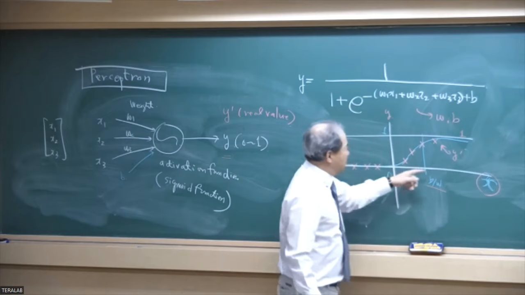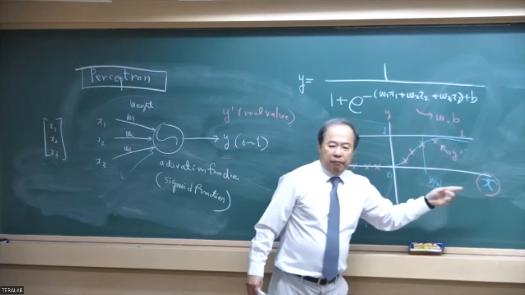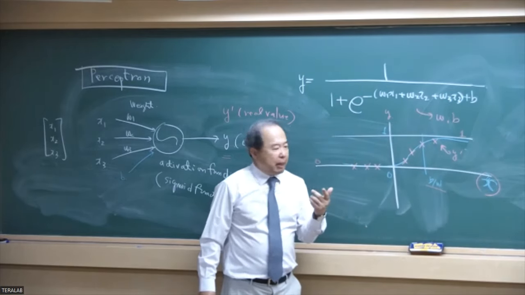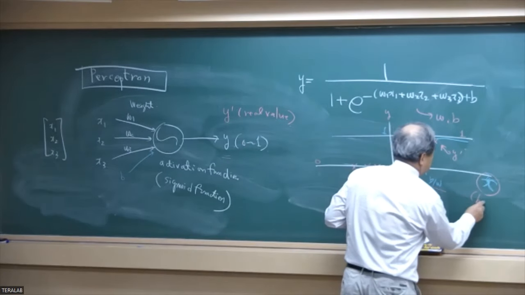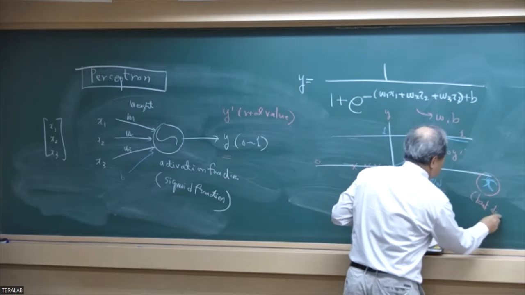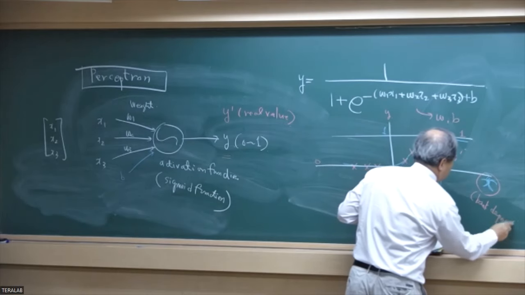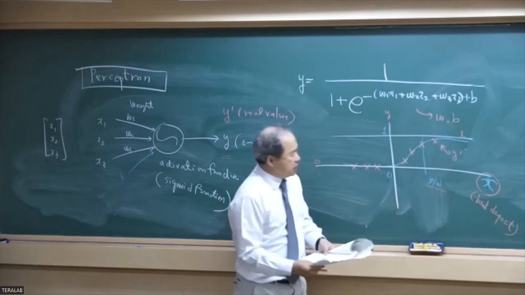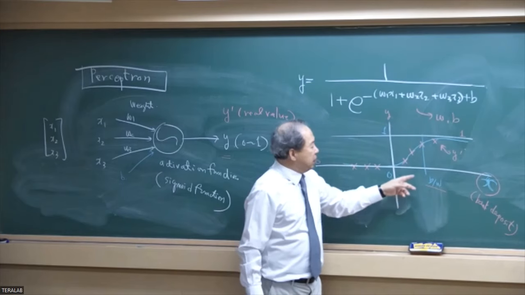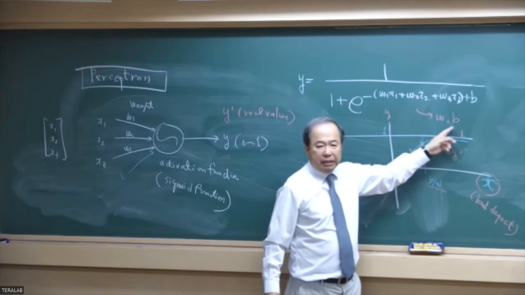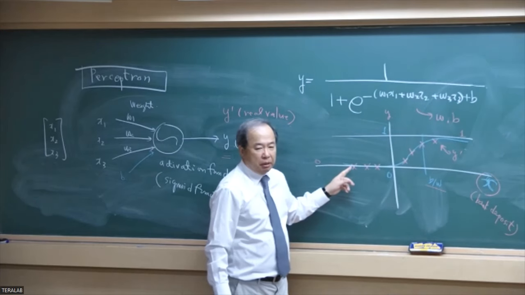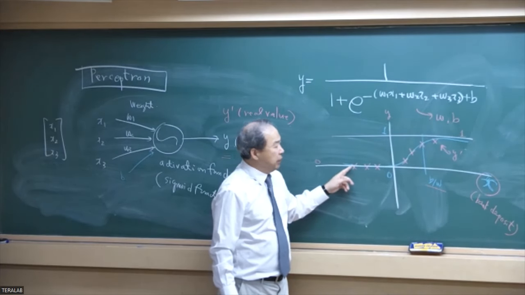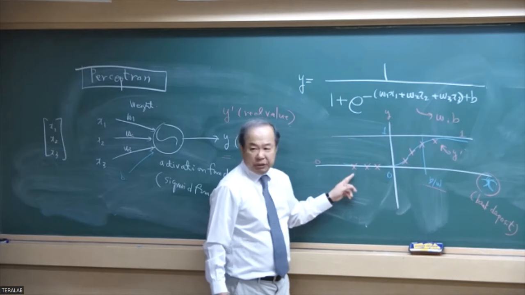This is the score. For example, let's assume this is a bank deposit. If you have a bank deposit of $1 million, you may be regarded as a rich person. If you have a bank deposit of $1, you may be a poor person.